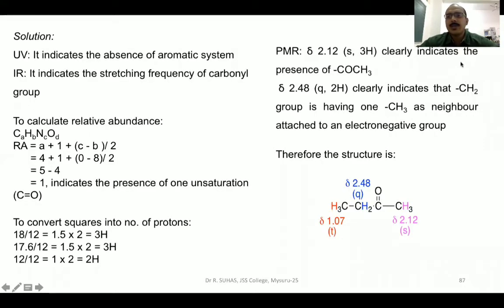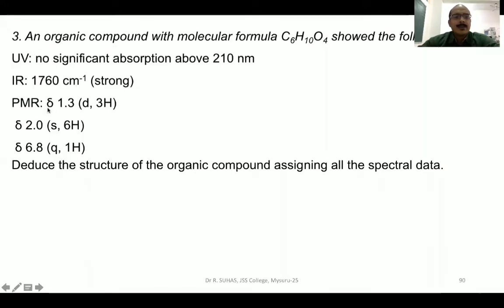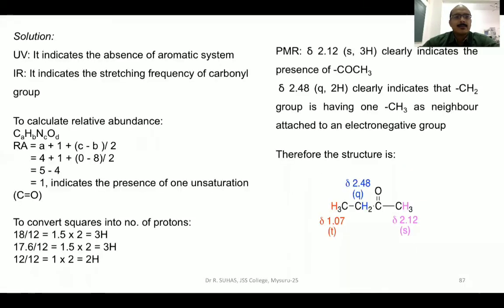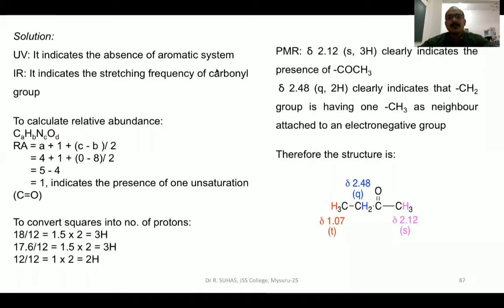Now coming to the PMR values. Delta 1.07, triplet, 3H. A triplet of 3H indicates that there should be a neighboring CH2 group along with this. That is what is given here. PMR delta 2.12, singlet, 3H. It clearly indicates the presence of COCH3.